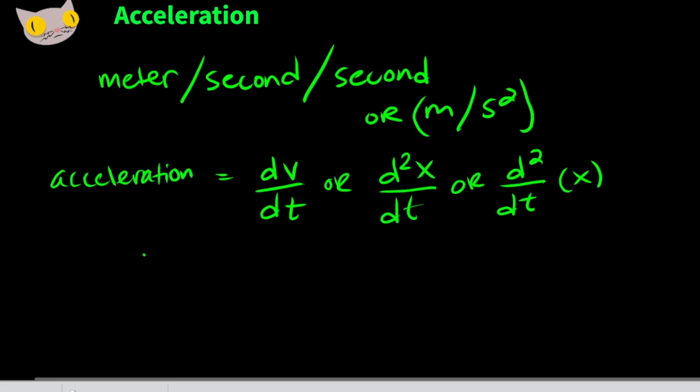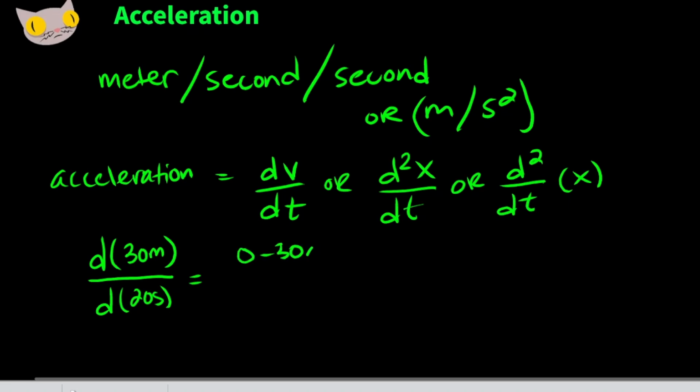So maybe you have an object that's speeding up from 0 meters per second to 30 meters per second in 20 seconds. Now, what's the acceleration? Well, let's see. You have d 30 meters over d 20 seconds. Now, this just means 30 minus 0 meters over 20 minus 0 seconds. And this gives us 1.5 meters per second squared.